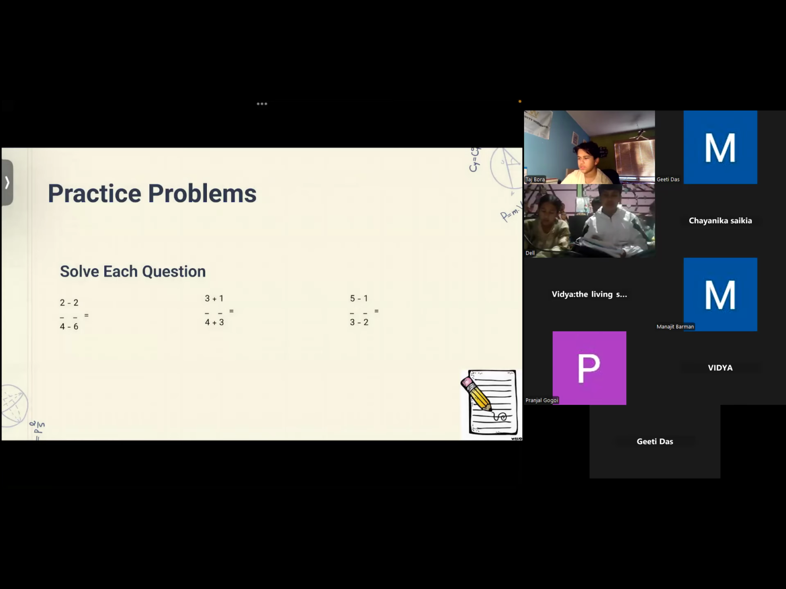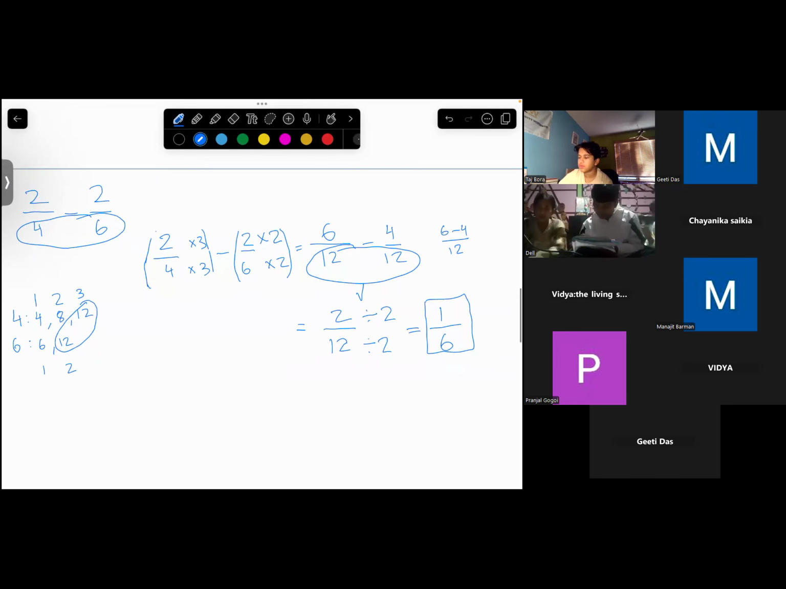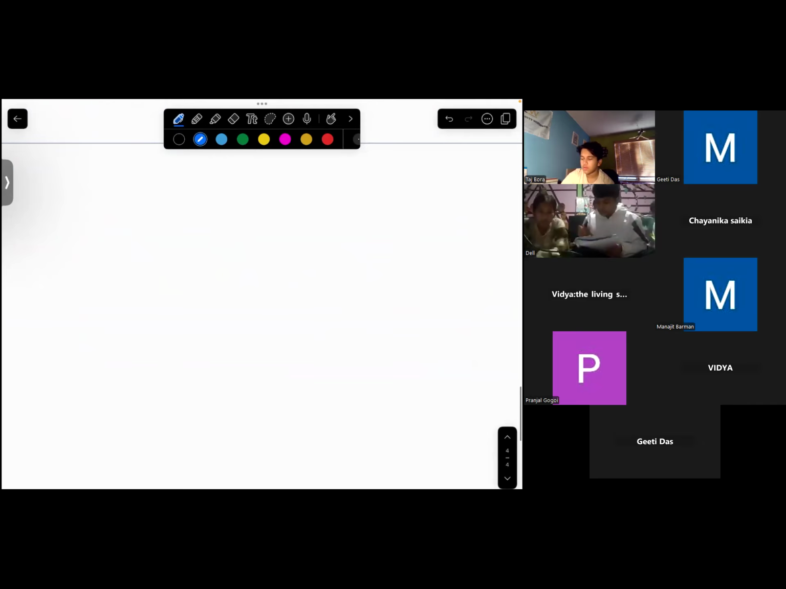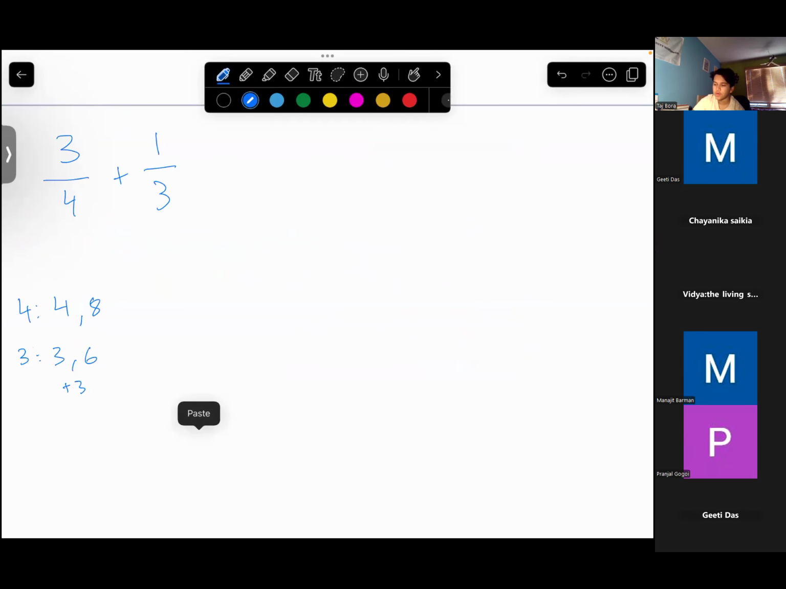The second question is asking 3 over 4 plus 1 over 3. Now, we will write 4 down first, and then we will write 3. So, 4 plus 4 would be 8. 3 plus 3 would be 6. So you want to just keep adding the number here until you get a number that is the same.